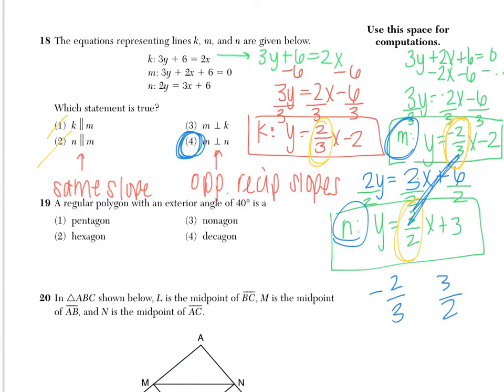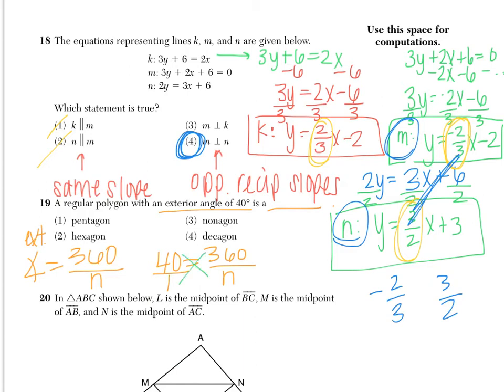Number 19 says a regular polygon with an exterior angle of 40 is a blank. So if the exterior angle is 40, that means it's the outside angle. And we have a nice easy formula for that. 360 over n will give you the angle on the outside, the exterior angle. And so what we're going to do is plug in here. We have 40 equals 360 divided by n. Or in other words, 40 over 1 equals 360 divided by n. We can cross multiply to solve, so we have 40n equals 360. Divide by 40, and you get n equals 9.